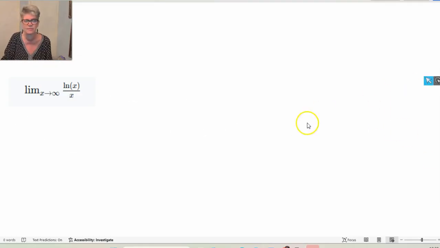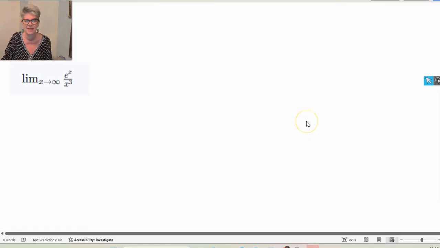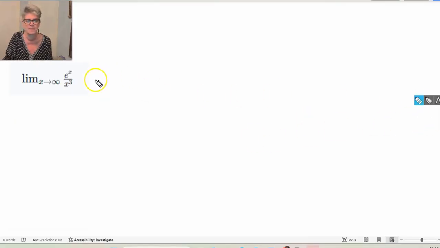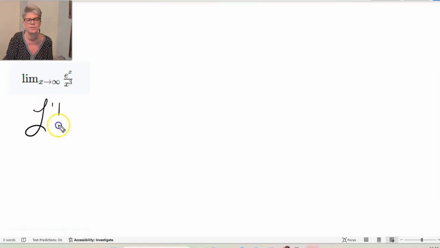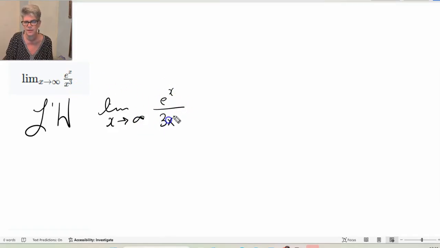All right, let's keep going. Okay, what about this one? If I plug infinity in for x, I'm going to get infinity over infinity. So that is an indeterminate form, so I'm going to use L'Hopital's. And the derivative of e to the x is just e to the x, and the derivative of x cubed is 3x squared.